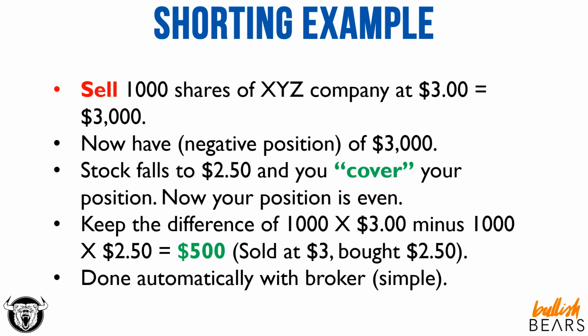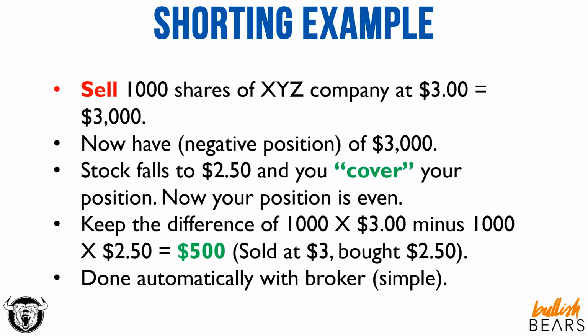So you sold at $3 at resistance levels. Now let's say the stock falls down to $2.50. You're going to sell high and then buy low to cover. Covering your position means you're just buying it back. So you go from negative to evened out. You're not going to own shares. You were negative 1,000. When you buy it back, now you're back at zero.